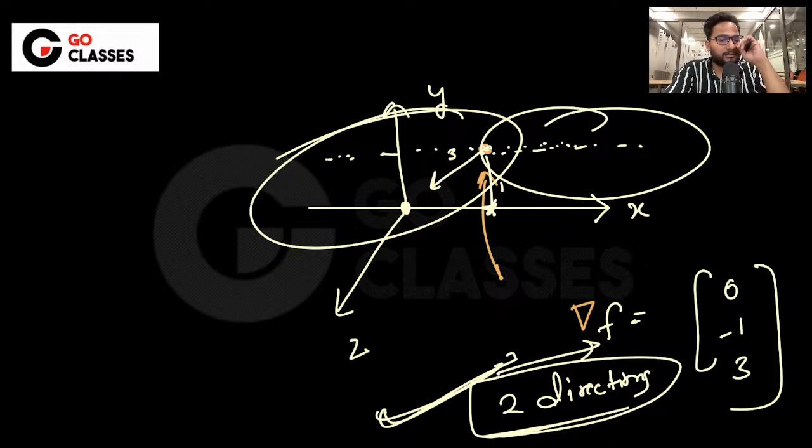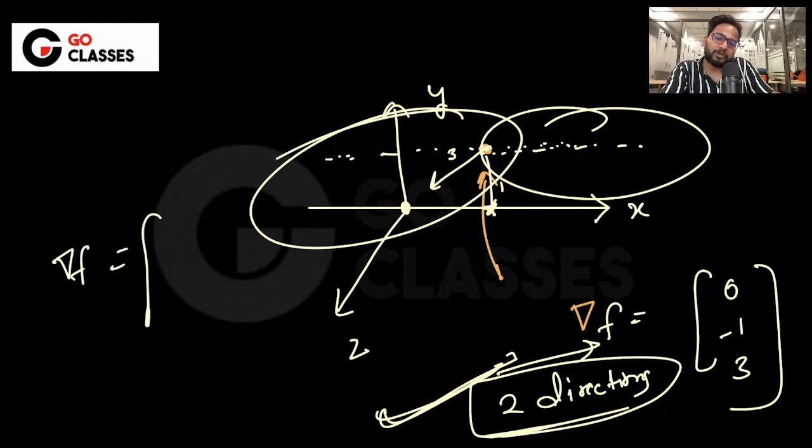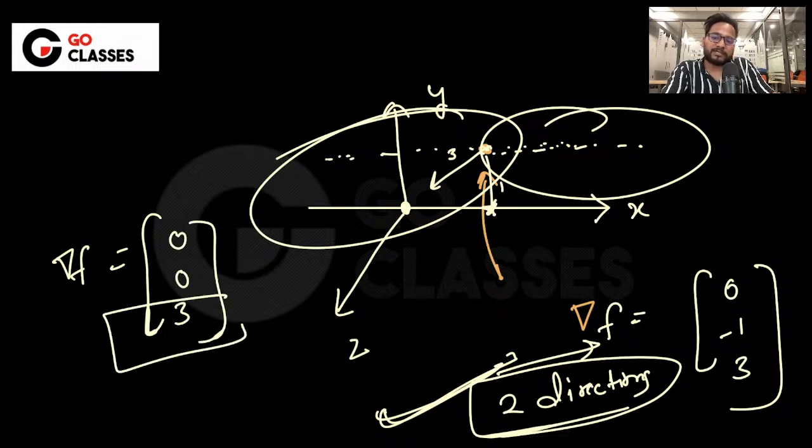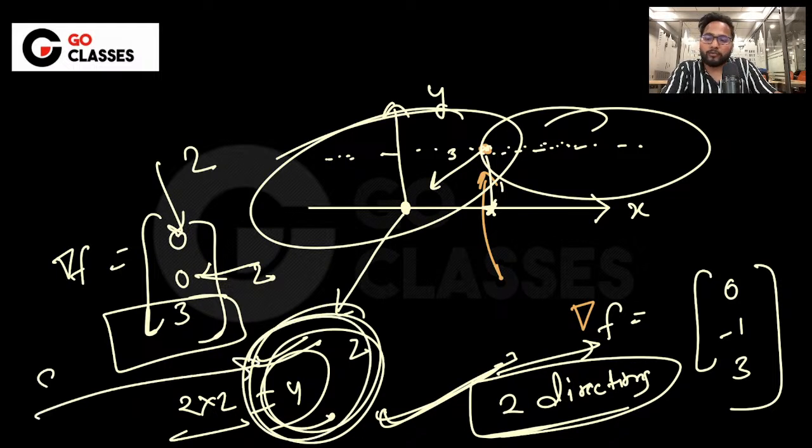Now let's suppose grad f is 0, 0 and then 3. How many possible directions? In z it is fixed, but here you have two possible directions and here you have two possible directions, so 2 into 2, 4 possible directions. All of these 4 possible directions will be steepest descent. I hope you understood this.